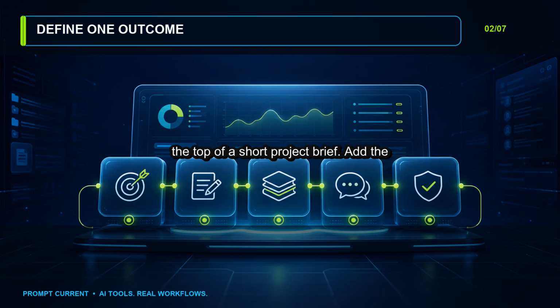For this demo, our outcome is a complete launch kit: positioning, landing page copy, a 5-email sequence, and a final review checklist. Put that outcome at the top of a short project brief. Add the audience, deadline, approved offer, and the facts that must not change. This gives every future chat a stable frame. If the work has a different outcome, it deserves a separate project.